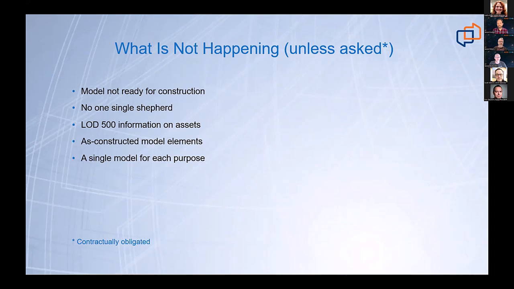We get a lot of conversations about who should be making that as-constructed model. Is it the contractor? Is it the architect? Typically, it's going to come back to which model is going to live on past construction. And then, as we've all been talking about, a single model for each purpose. There are multiple purposes. There's multiple models.